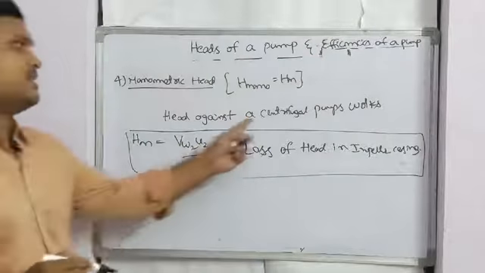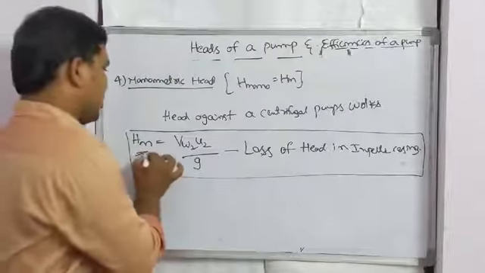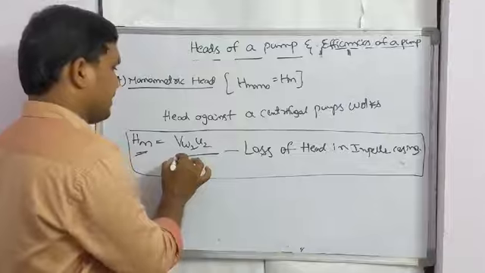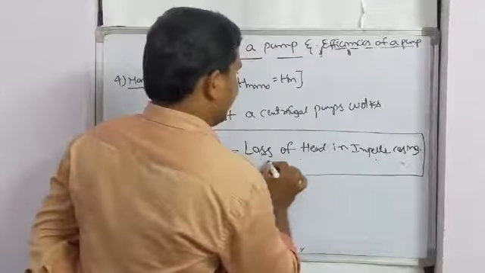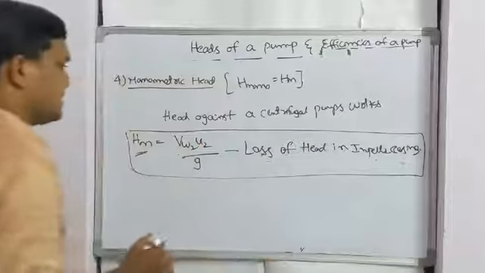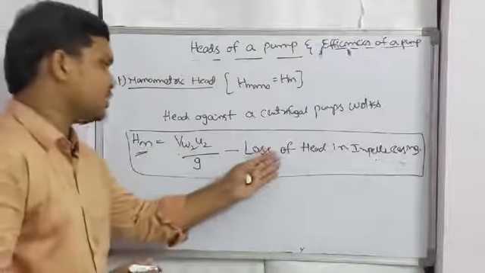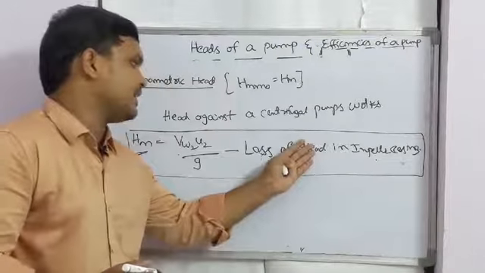The head against which a centrifugal pump works is called the manometric head. The manometric head is always equal to the work done by the impeller. If there are losses of head in the casing, any frictional losses or any other losses, you should subtract them. If they are not given or not considered in the problem, take them as 0.